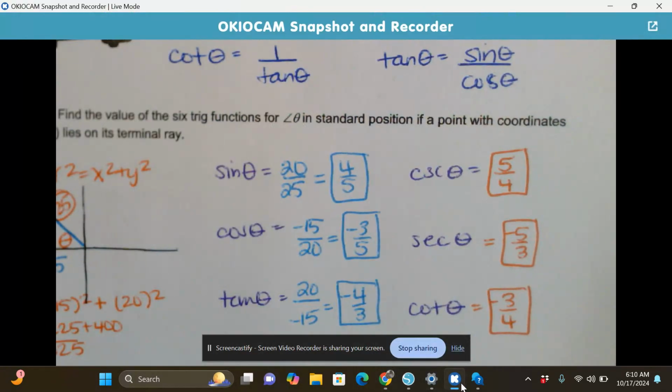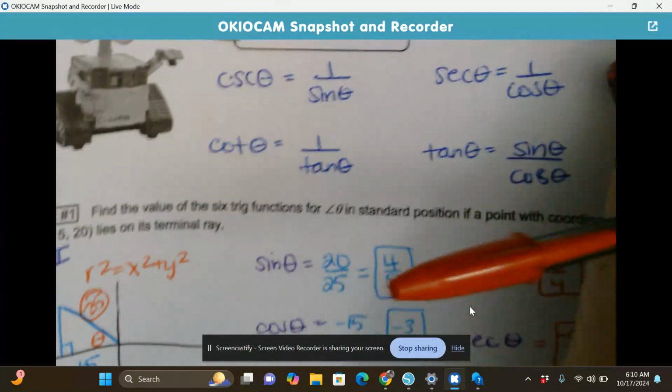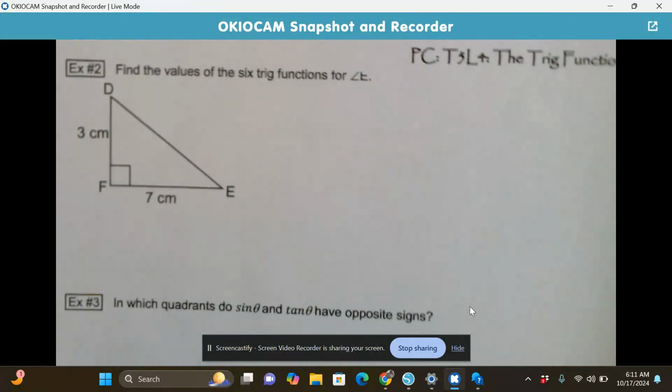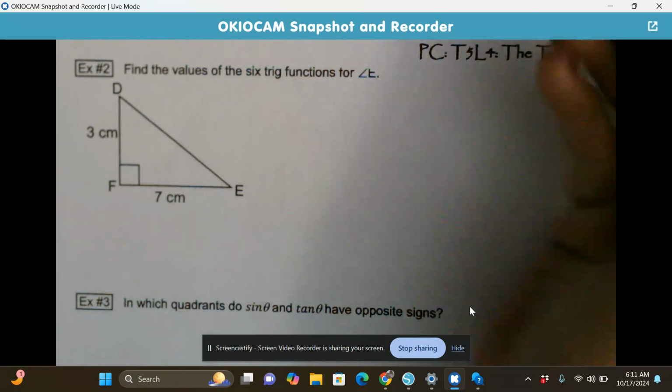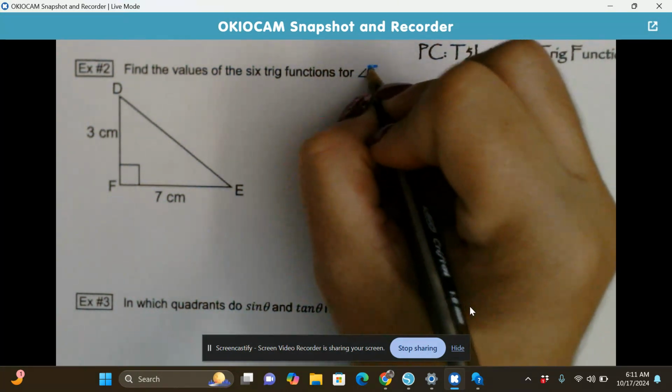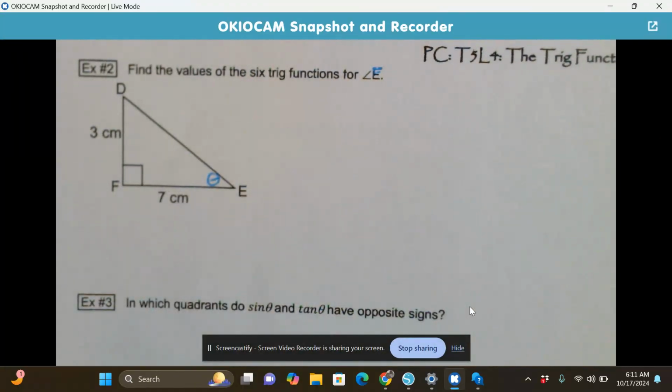All right, sorry. Okay, so going to the last page, actually. Okay, last 3 examples here. So we're going to find the 6 functions of angle E. I have no idea why that E is cut off. That's angle E. So angle E is here, and this is our theta over here.